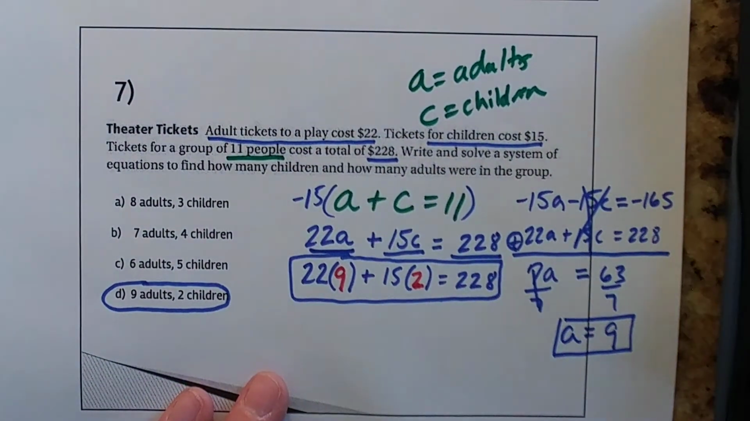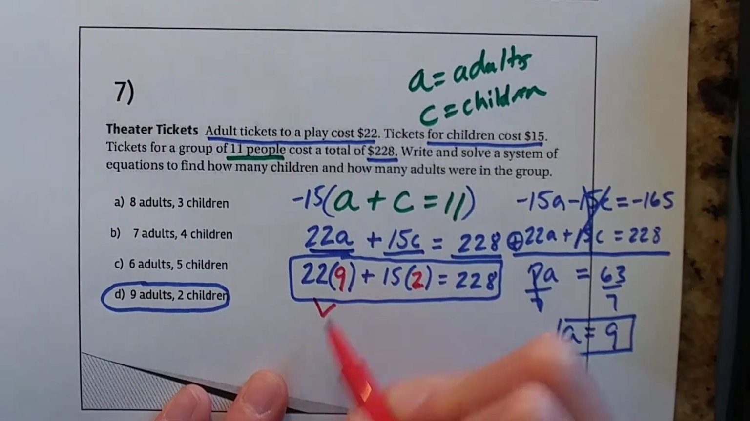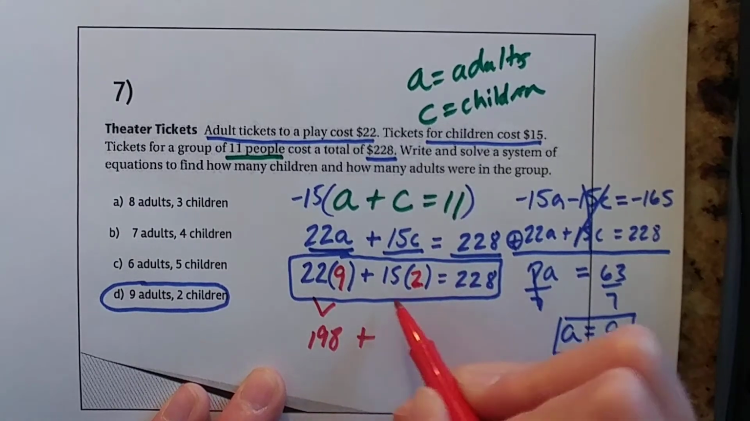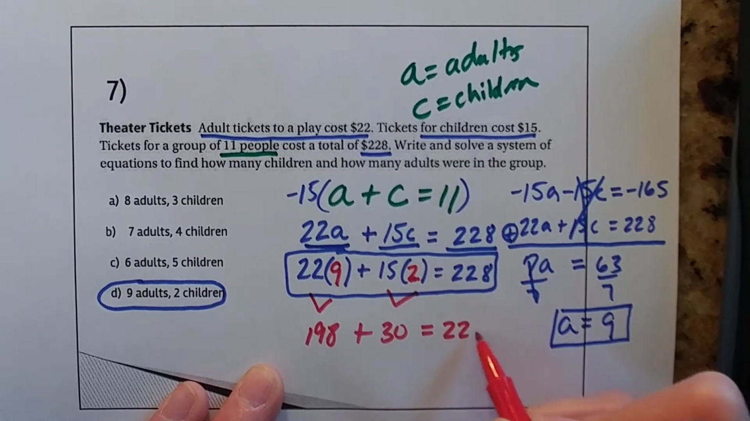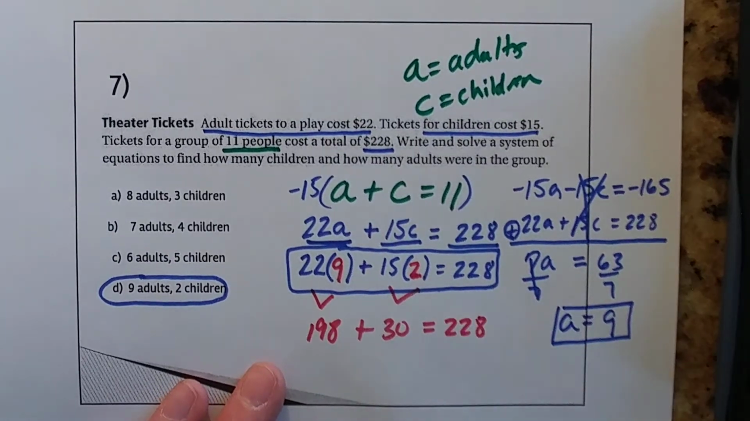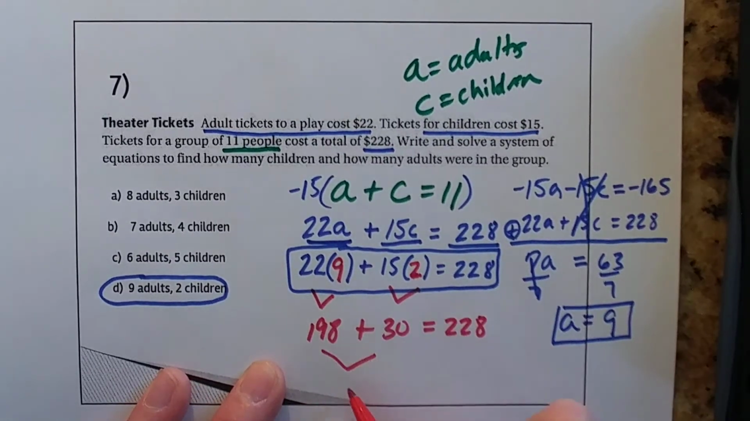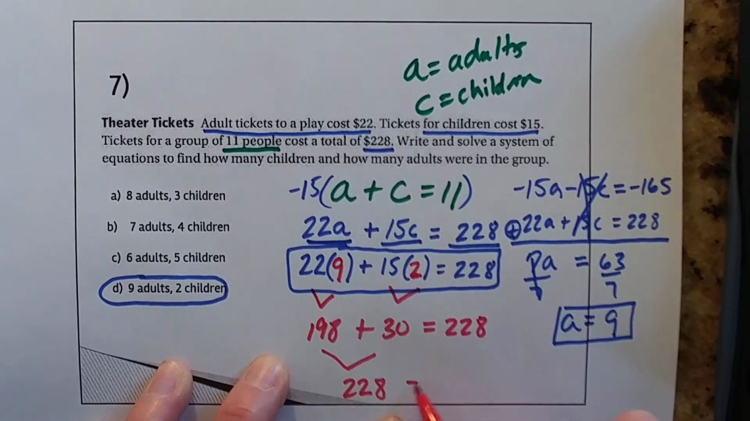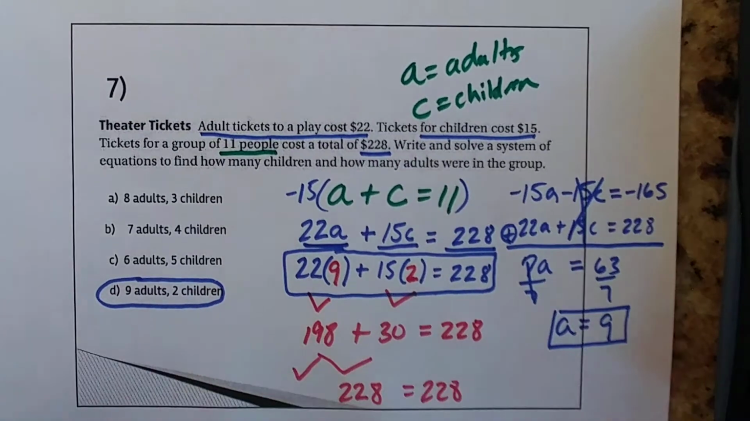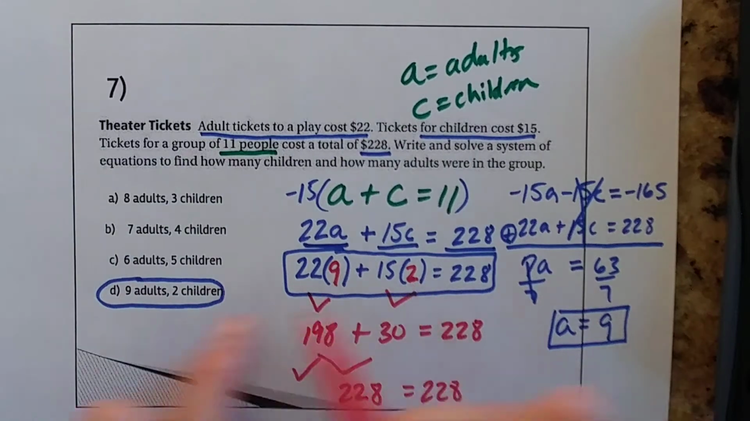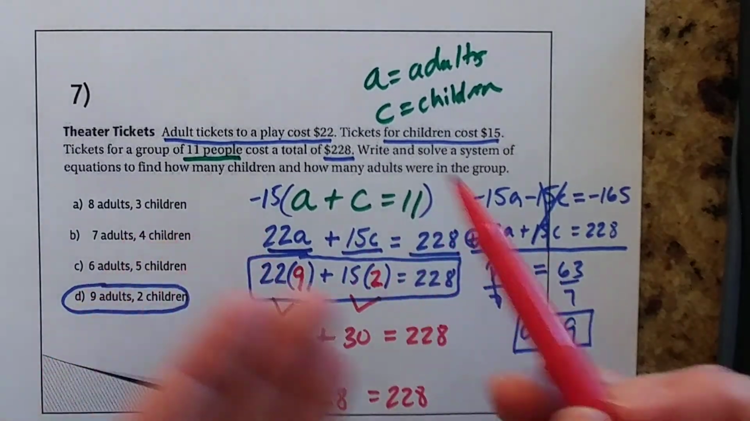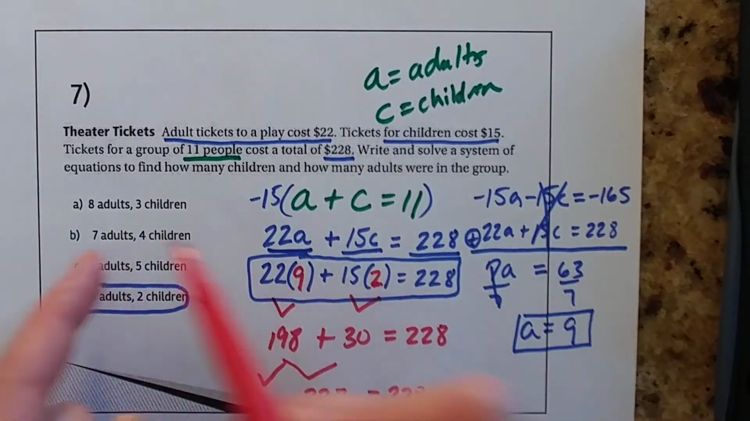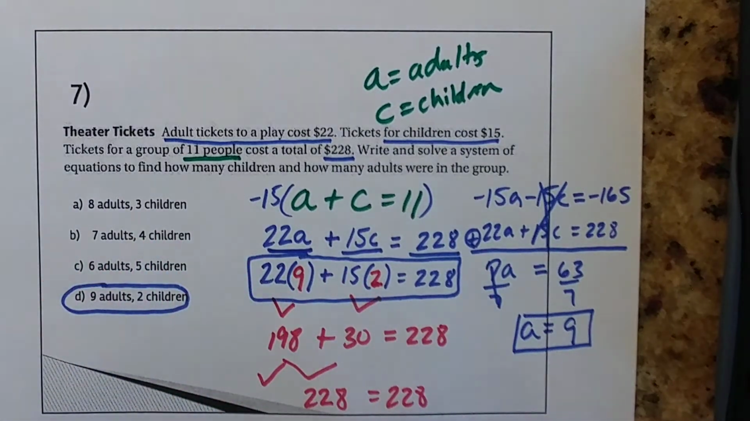So if I use my calculator and go 22 times 9, that's 198. Plus 15 times 2 is 30. And then does that equal 228? So you just use your calculator, and if you add these two together, you get 228 equals 228. And you're like, yes, that checks out. That's perfect. So that must be the answer. So I wouldn't have needed to go through all of this work unless you really wanted to solve the system. You could just plug in the answer choices and figure it out. All right, that was number 7.